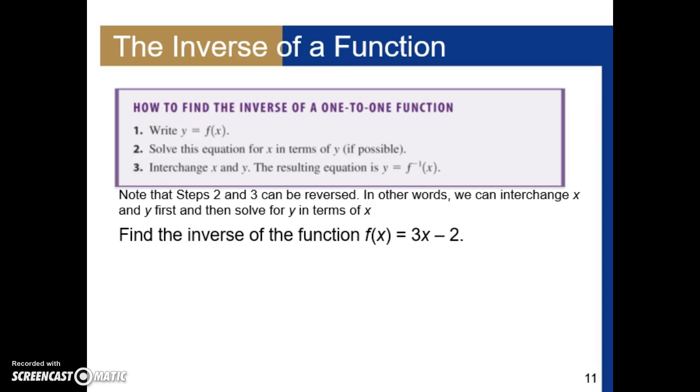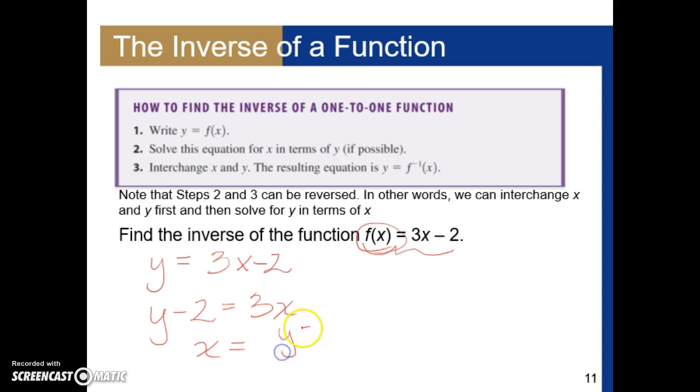So here's how we analytically find an inverse function. We are given the function y equals f of x, or here we have the function f of x equals 3x minus 2. So the first thing we're going to do is replace f of x with y. So y equals 3x minus 2, there is our original function. Then we're going to solve this equation for x in terms of y. So I'm going to use good algebra to isolate x on one side of the equal sign. So x is (y minus 2) over 3.